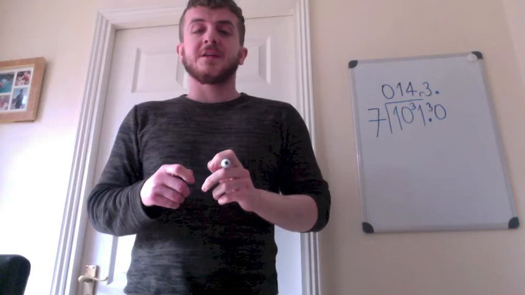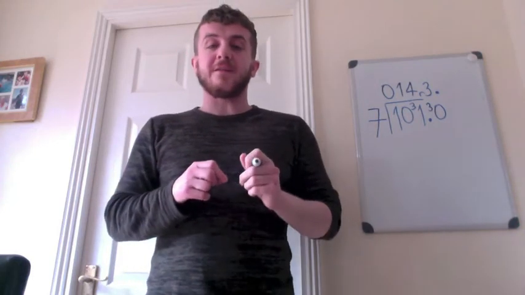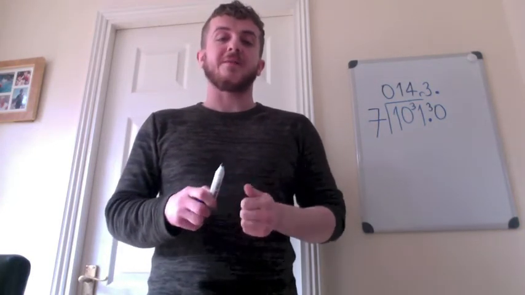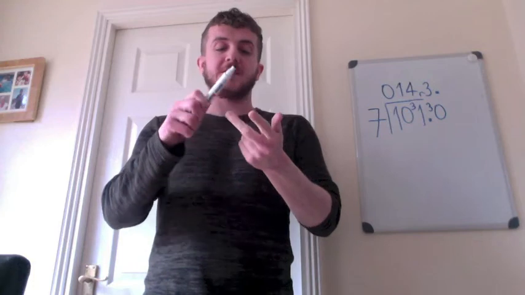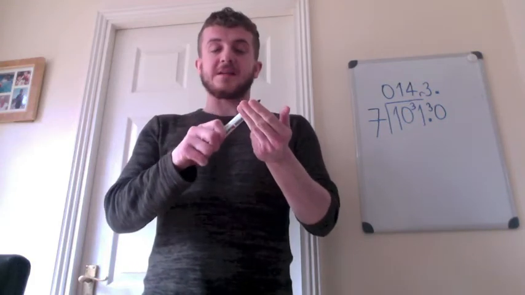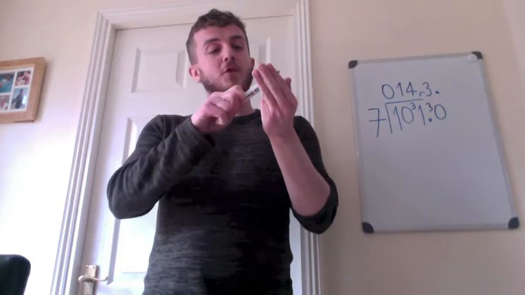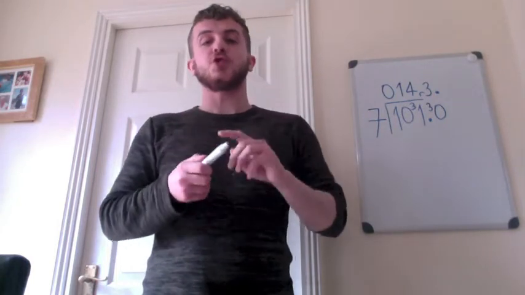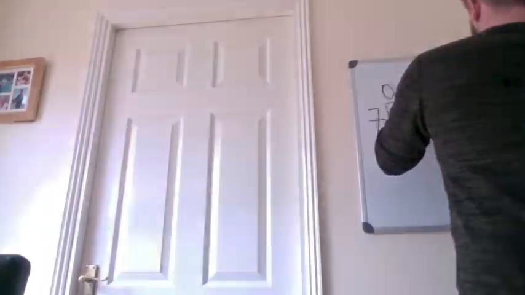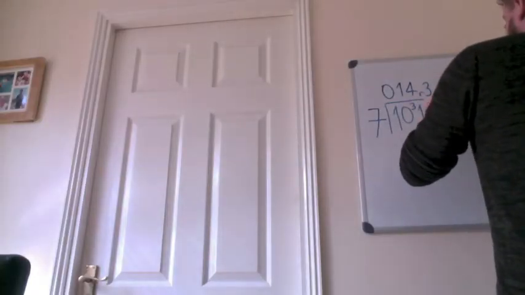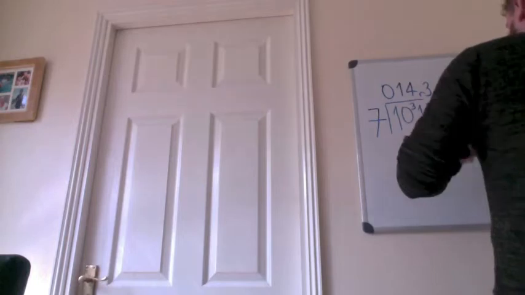Okay, so how many 7s go into 30? 7, 14, 21, 28, 35. Too much. Go back to 28. 4, remainder 2. Remember that 2 goes back down, and we add a 0 there.